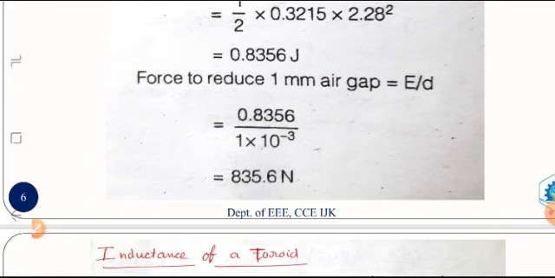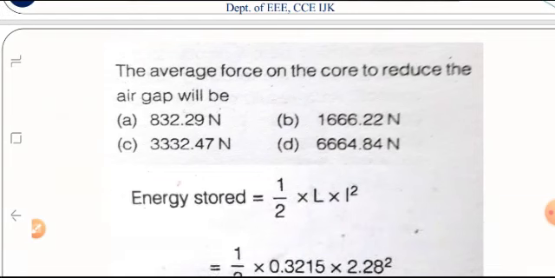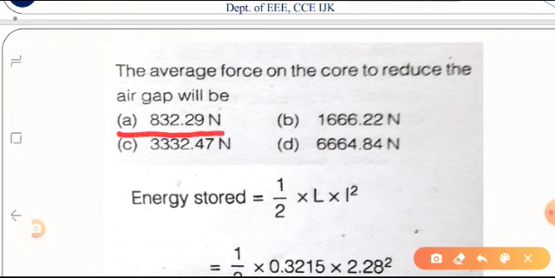So that gives us 835.6 Newton. So if you reduce the air gap by 1 mm, the force will be increased by 835.6 Newton. So the answer from the answers given will be A, 832.29 Newton.